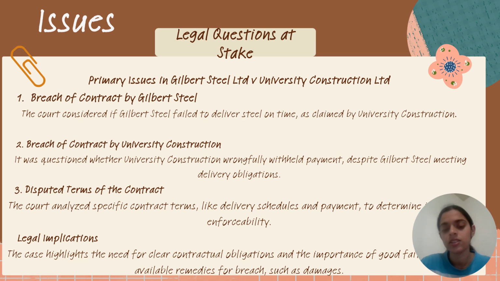And the last one is ambiguity in contract terms. The specific clauses, including delivery schedules and payment conditions, were scrutinized to clarify the intentions of the party and their enforceability. Now I'm going to discuss its legal takeaways, like its implication. The case underscored the importance of drafting unambiguous contracts, maintaining good faith in business dealings, and exploring legal remedies such as compensation for breaches.